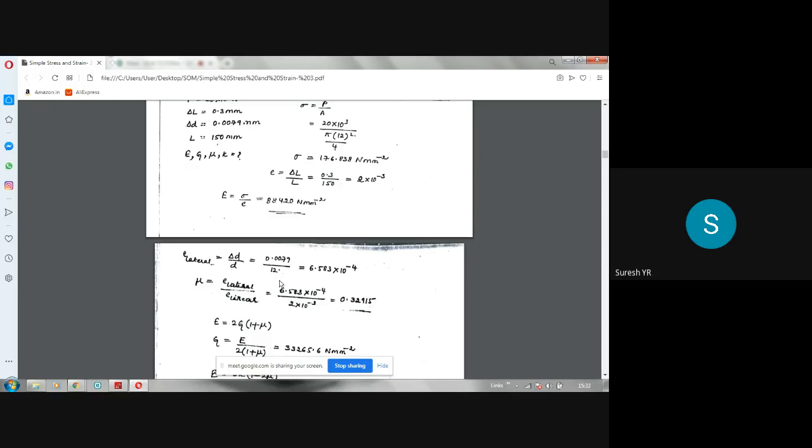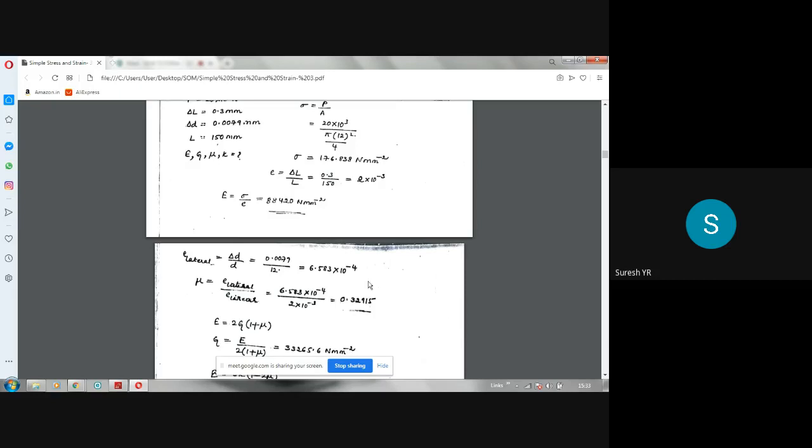So if you take the ratio, you are going to get the lateral strain like this. And linear strain we have calculated already. Linear strain is delta L by L, that is along the length. So that we have calculated, 2 into 10 power minus 3. Take the ratio. So this is the value of mu. Mu has no units. It is just a number, 0.329. So that is the value of Young's modulus.